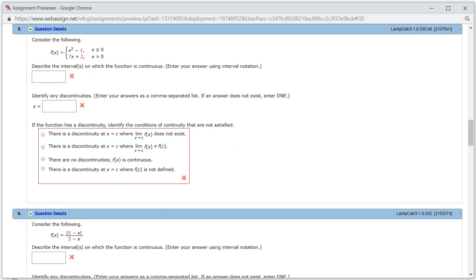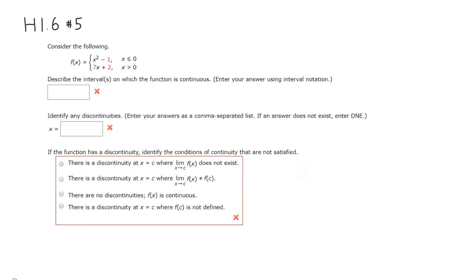Alright, let's look at homework 1.6, problem number 5. We have this piecewise defined function, and we'll see if we can find the intervals on which the function is continuous. The first formula is a quadratic function, a polynomial of degree 2, so it is continuous there. And 7x plus 2 is a linear function, so it's continuous there. So the only place that could be discontinuous would be the gap, which is at x equals 0, right?